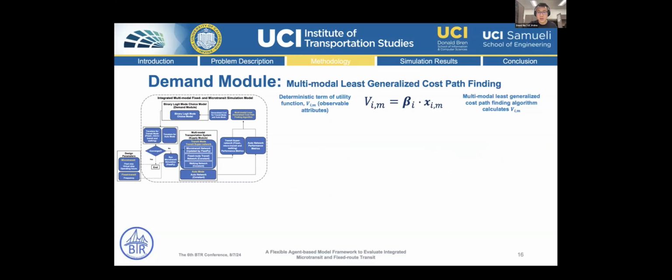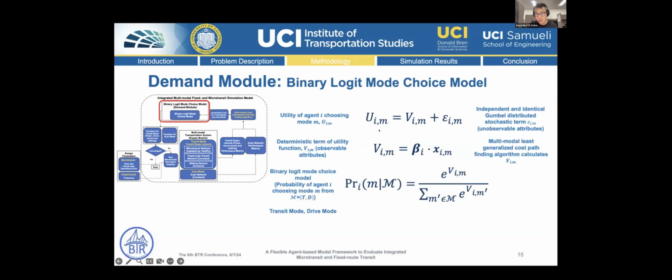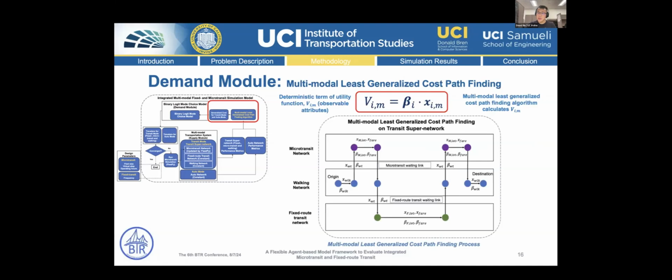And we also have a multimodal least generalized cost pathfinding to calculate the deterministic part of the utility function, which is where my cursor is currently. So how do we calculate it? We have a super network with multiple layers. In this case, we have a microtransit layer, a walking layer, and a fixed route transit layer. Every traveler will start from the walking layer, and then you can see this might be a path that is found from our shortest path algorithm.